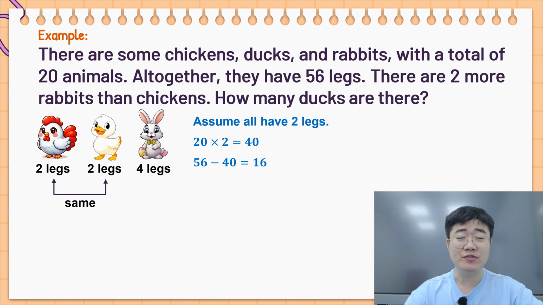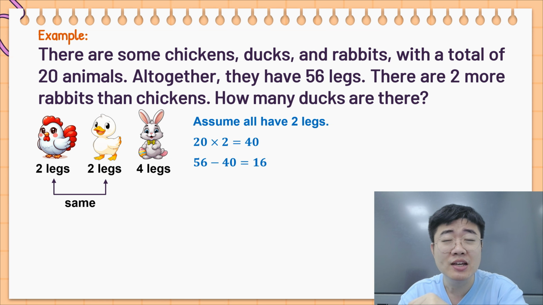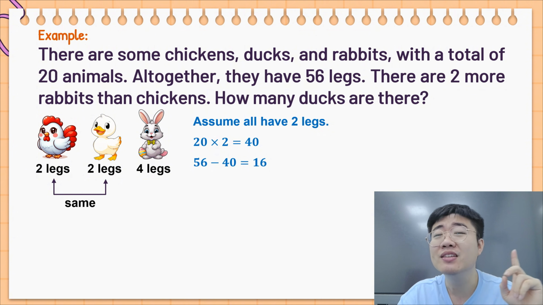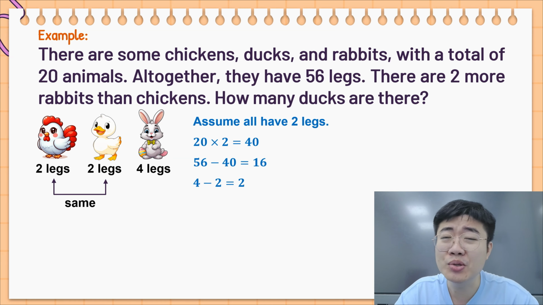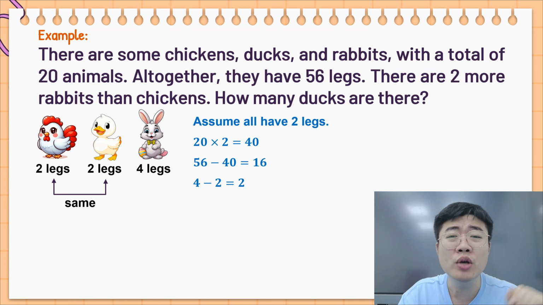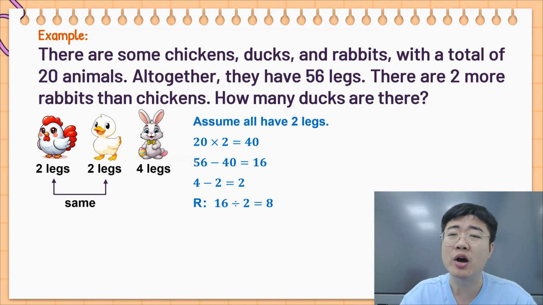Now where do we get the 16 more legs? So this is where we change some of the chickens into rabbits. When we replace a chicken with a rabbit, the total number of legs will increase by 2. We find the difference, from 2 increase to 4. So the total increases by 2. So every time we do this, the total increases by 2. And we need a total of 16 more. So we can do 16 divided by 2. We have to repeat this 8 times. Repeating this 8 times means 8 chickens will swap into rabbits.